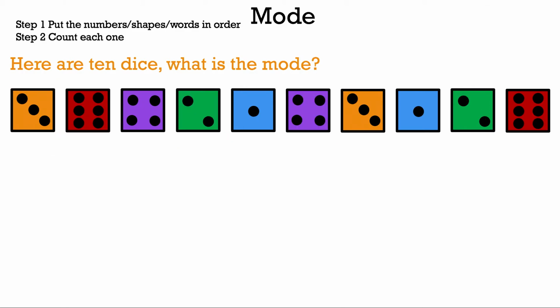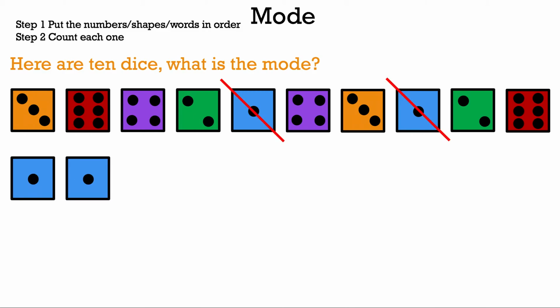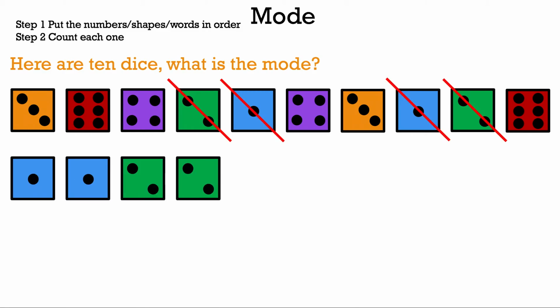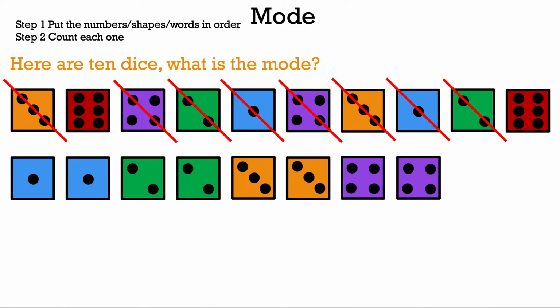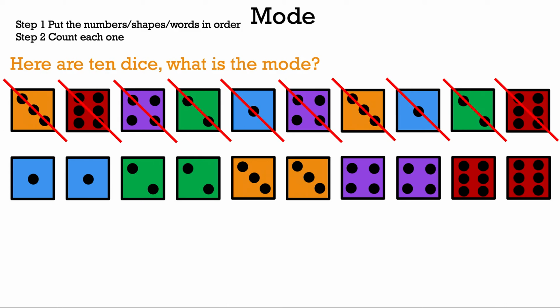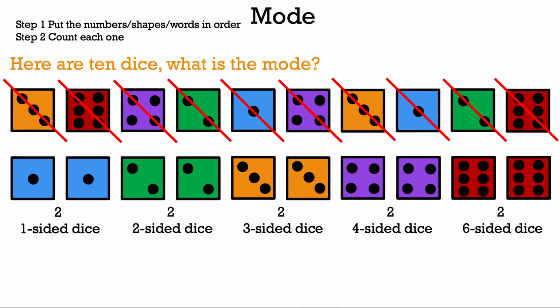Okay, now let's take a look at this one. We're going to put them in order. So we cross off 1, another one, and 1 2, 1 2, and then another 3, 1 3, 1 4, another 4. Since we don't have any 5s, we don't need to put them. And we cross them off. So now as we can see, each of them has 2. Because each of them has 2, that means we have no mode because each one has the same amount. So whether all of them have 1, all of them have 2, or all of them have 3, there will be no mode in this particular example.